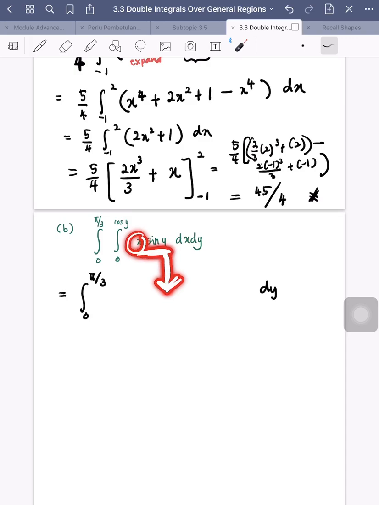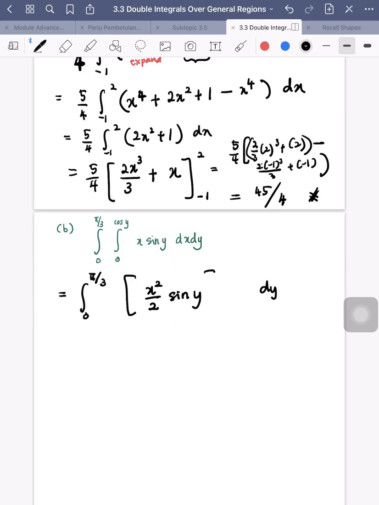So you just follow the sin y because it's constant. You integrate x, which becomes x squared over 2 from 0 until cos y. For the outside limit, don't forget to copy it here, because the operation still has to be done later. Okay, so the inside, you already integrated. Now you put in the value limits.